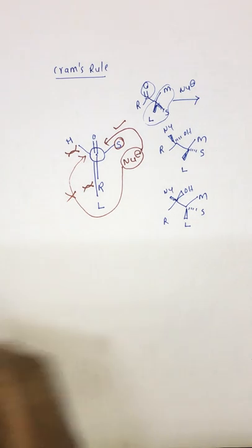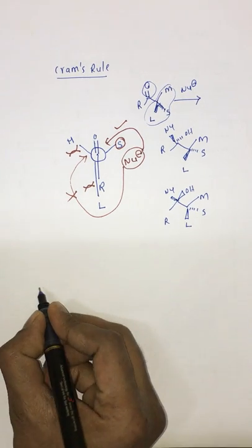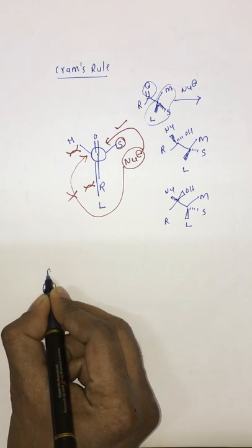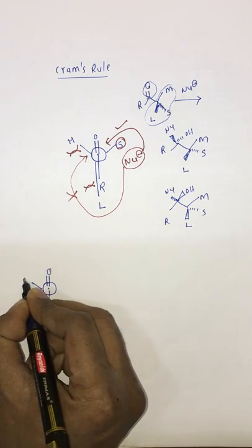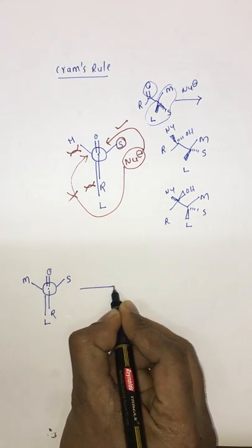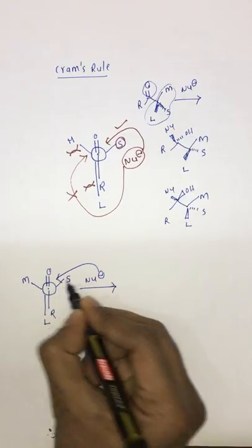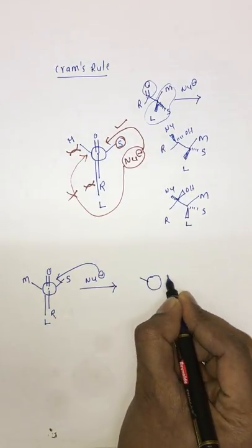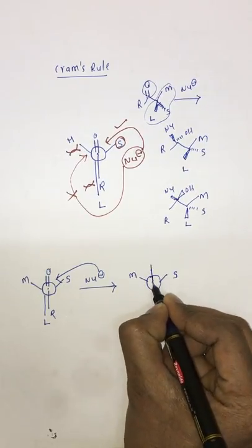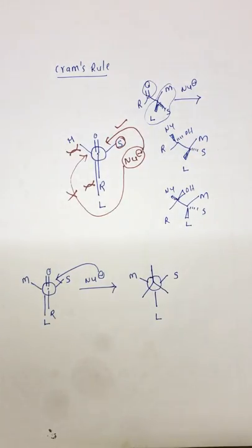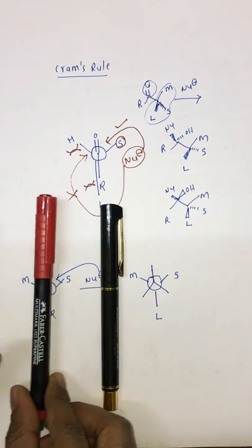Now we need to write the product. Writing the product is very simple, no need to get confused. I will write the same reaction again, R, and here we have the large group, here the medium group, here the small group. Imagine that the nucleophile is going in this direction. Now we'll keep the back carbon as such, large, medium, small. This will be the front carbon. So this is the nucleophile and this is the O group.